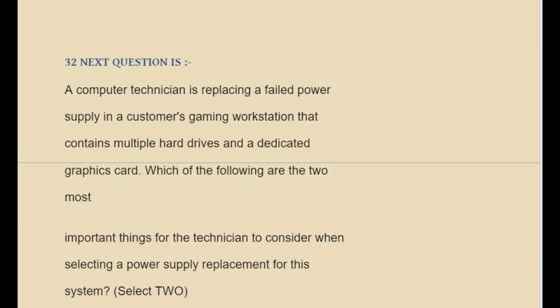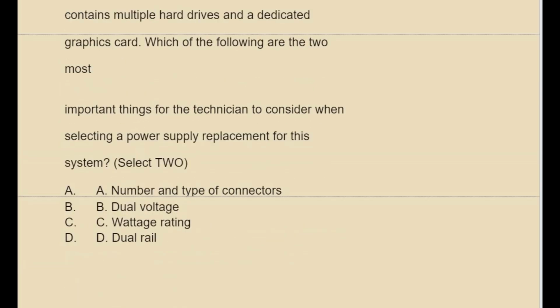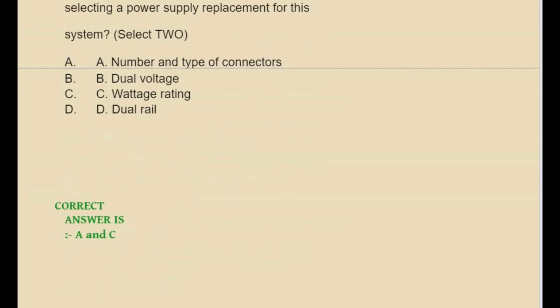Question is, a computer technician is replacing a failed power supply in a customer's gaming workstation that contains multiple hard drives and a dedicated graphics card. Which of the following are the two most important things for the technician to consider when selecting a power supply replacement for this system? Select two options. Option A. Number and type of connectors. Option B. Dual voltage. Option C. Wattage rating. Option D. Dual rail. Correct answer is option A and option C.